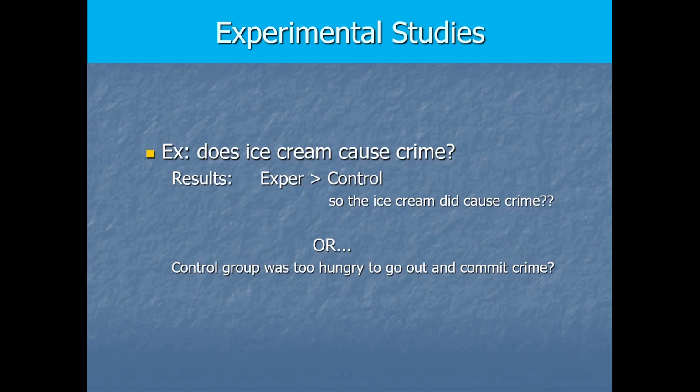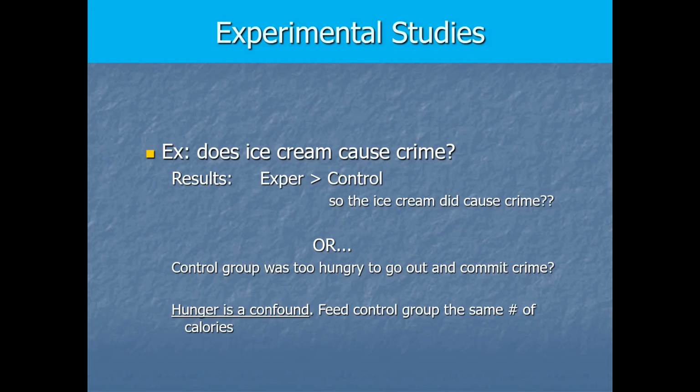Maybe the control group was just too hungry to go out and commit crime at the end. That would explain why our ice cream group committed more crime, but it's an alternative explanation instead of ice cream itself causing the crime. So we need to address that confound of what I call hunger. A better experimental design might be to feed our control group the same number of calories. Ideally, maybe even the same number of calories in some other junk food or something like that. That way, if we still find higher crime in the ice cream group, we know the difference is specific to ice cream, not to some confound like how many calories you've had or not had.